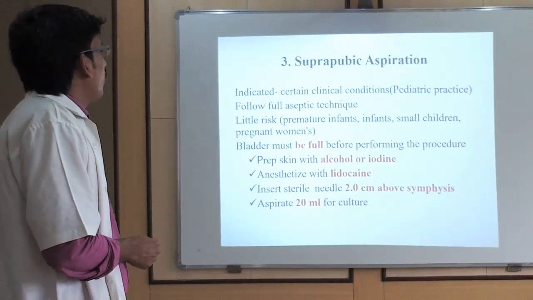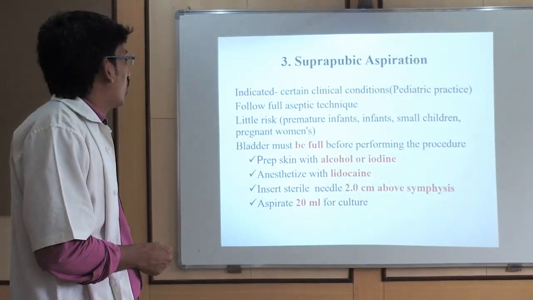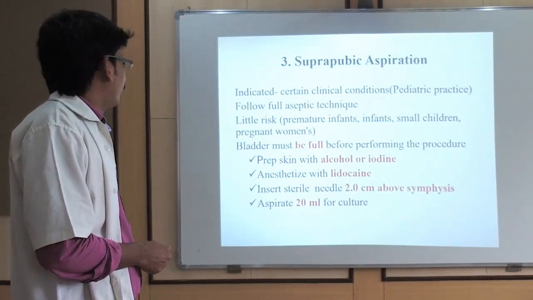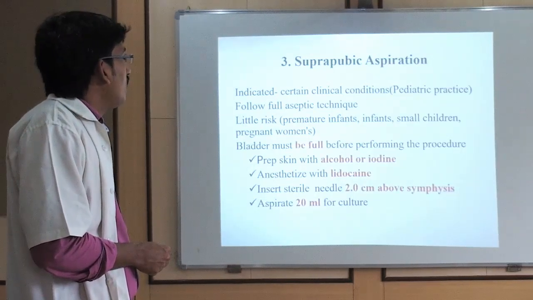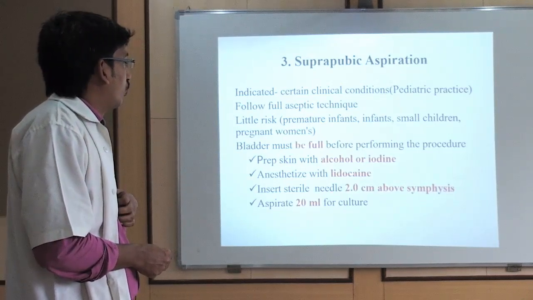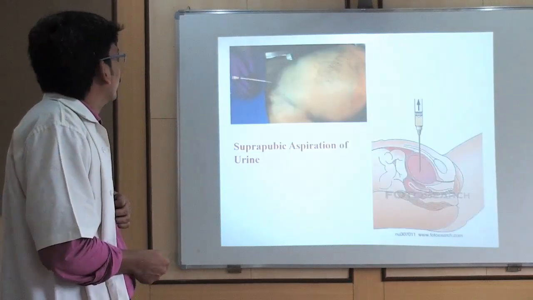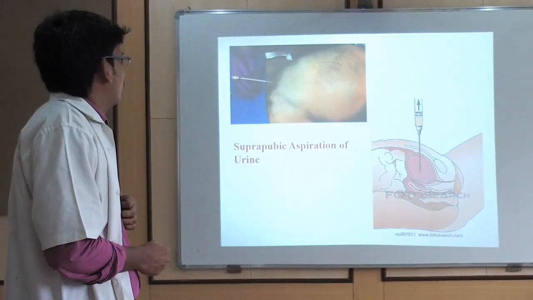Inform the patient that the bladder should be filled before performing this procedure. Then prepare the skin with alcohol or iodine. Then give some lidocaine for local anesthesia. Then insert the needle 2 centimeters above the symphysis. Then aspirate 20 ml of urine for culture. Then send it to the laboratory. See, this is the procedure of how to take urine by suprapubic aspiration.